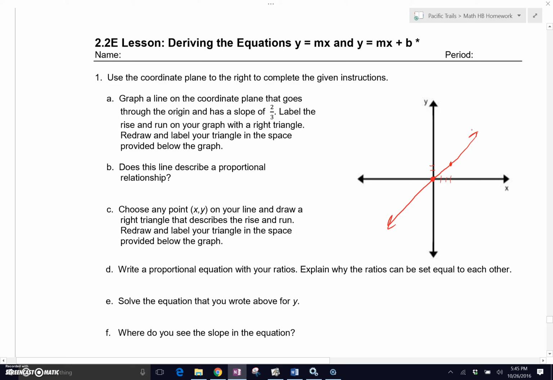So it says, does this line describe a proportional relationship? And it says yes. It does, because it goes through the origin. Because the line goes through the origin.